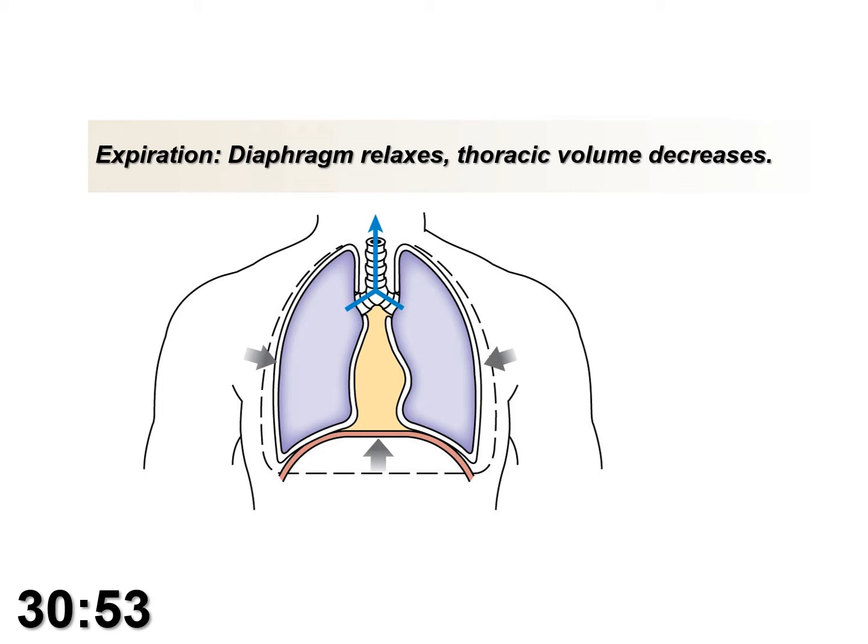In the case of expiration, the diaphragm is going to relax, and the elastic connective tissue is going to return back to its original size and shape by virtue of elastance, and thus we have a relatively passive exhalation.